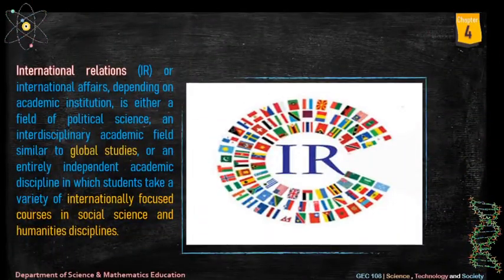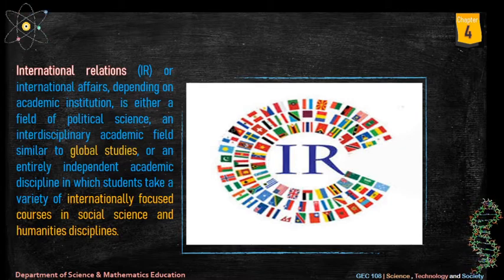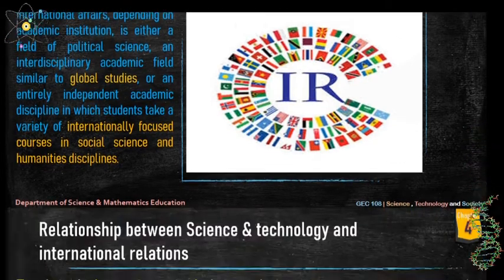International relations (IR) or international affairs, depending on academic institution, is either a field of political science, an interdisciplinary academic field similar to global studies, or an entirely independent academic discipline in which students take a variety of internationally focused courses in social science and humanities disciplines.